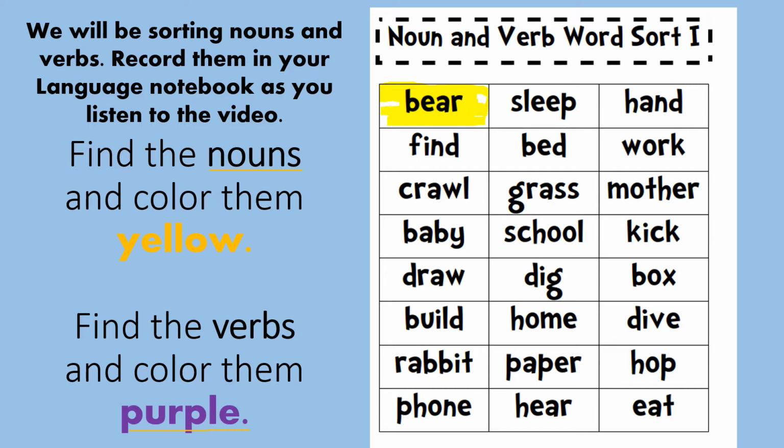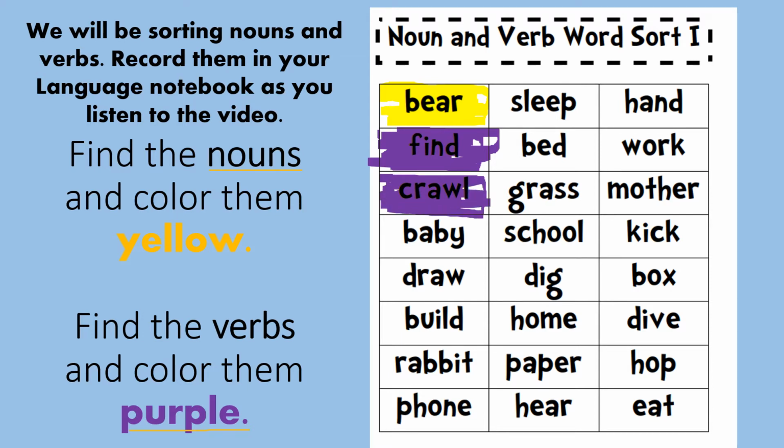Okay, find. Is that something you can do or is it a person, place, or thing? Find. That is something you can do. I can find something. So that would be a verb. Okay, crawl. Is it telling something like a person, place, or thing, or is that something you can do? I can crawl, so that is an action word, so that means it is a verb. We want to color this purple.